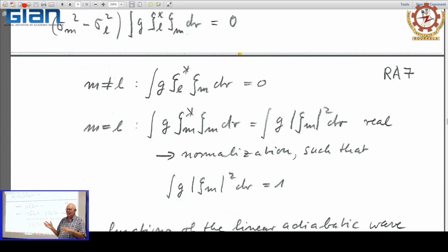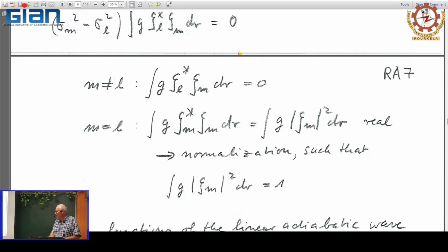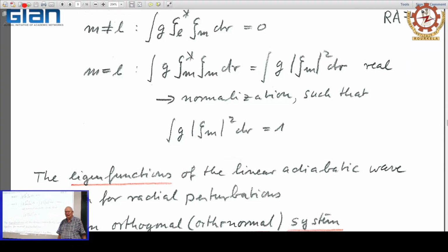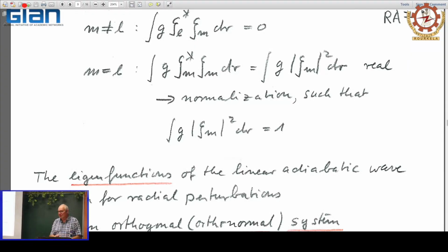If you remember possibly quantum mechanics, in quantum mechanics you have similar problems. The eigenfunctions are orthogonal, so the integral over their product is 0. So the eigenfunctions of our linear adiabatic wave equations form an orthogonal system, and if you normalize it, then you have a so-called orthonormal system.